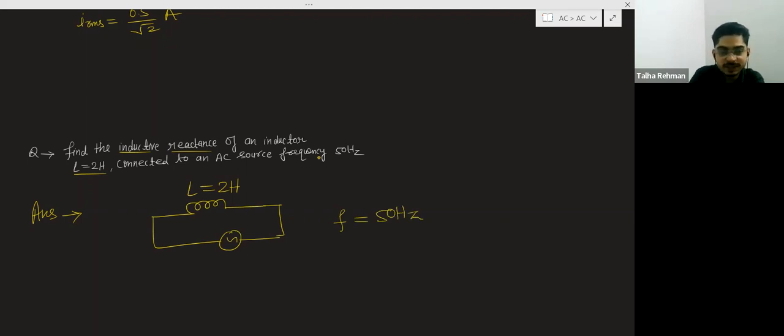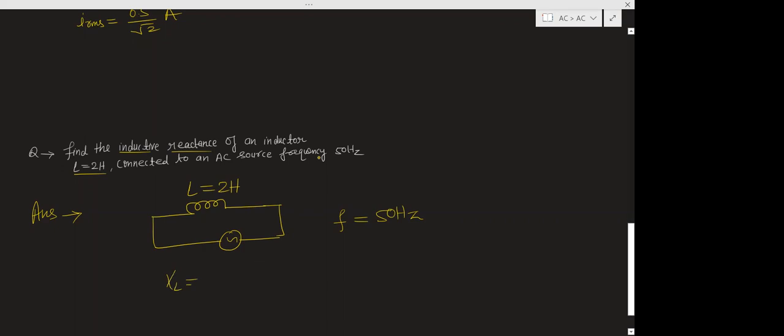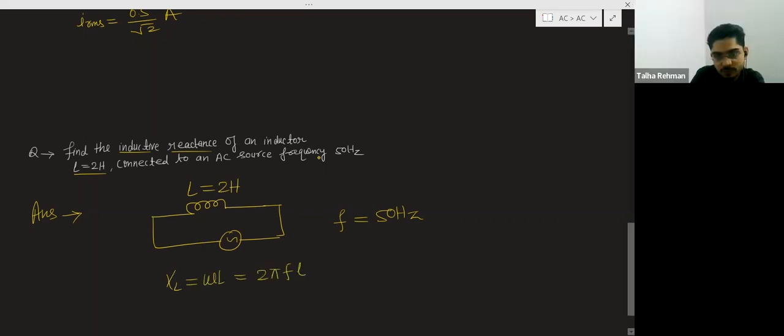What is inductive reactance XL? XL is omega L. Omega can be written as 2 pi F, so this will become 2 pi FL. So 2 pi, what is the frequency? 50. L is 2. So finally you will get 200 pi ohm.